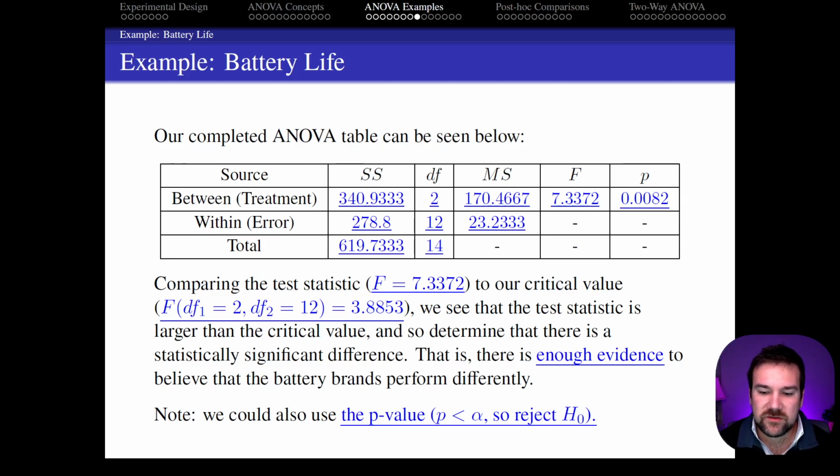So once we have this, you can also use the p-value to do that rejection. Remember, we compare the p-value to alpha. In this case, our alpha is 0.05. P is less than alpha, so we reject the null hypothesis.